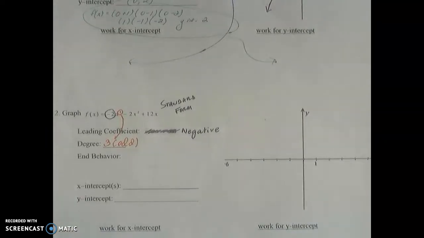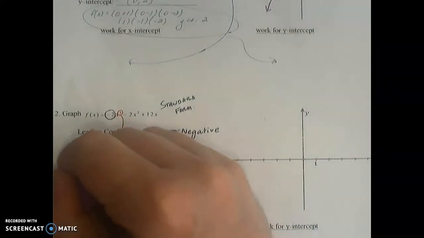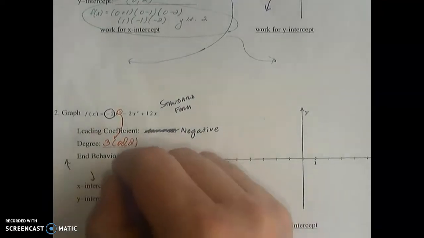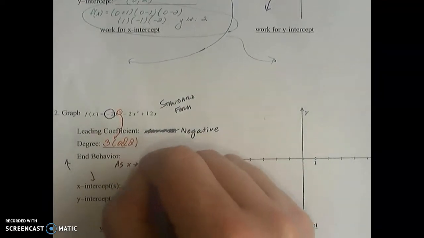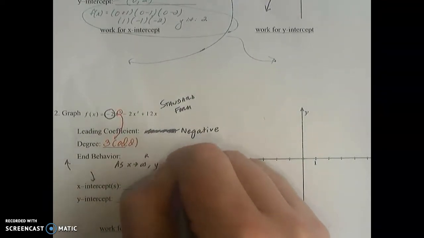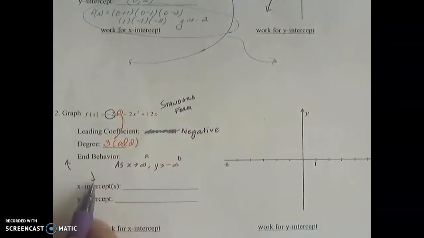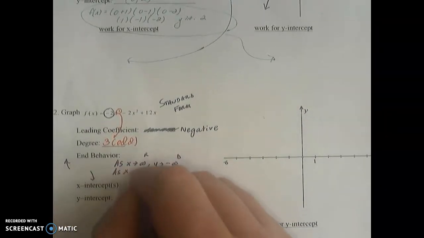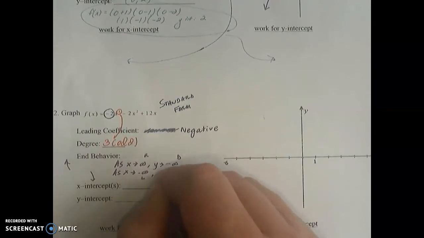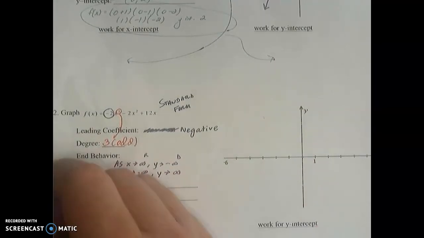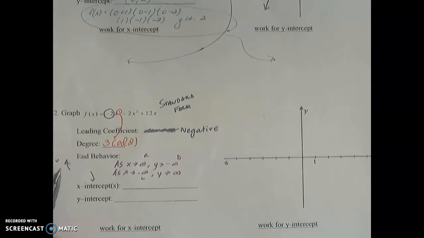Taking a look at our chart, negative and odd, our end behavior should look like this, which means as x approaches infinity, that's to the right, y is approaching negative infinity right here, it's going down. As x approaches negative infinity, that's to the left, y will approach infinity because it's going up on the left side of our graph.